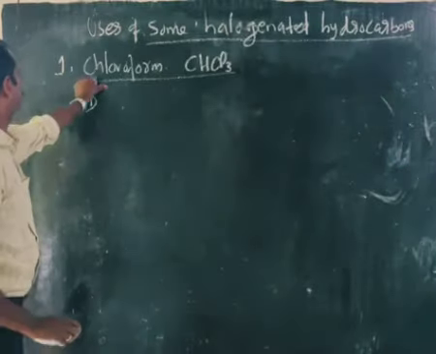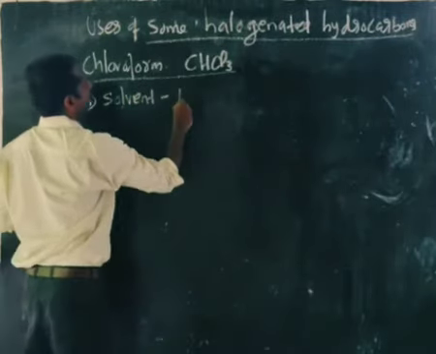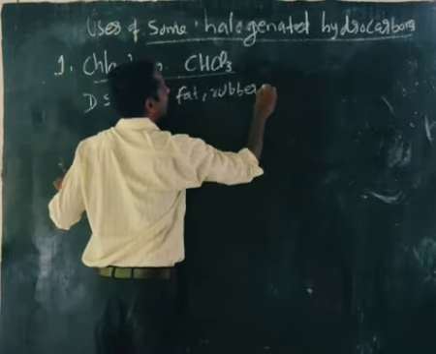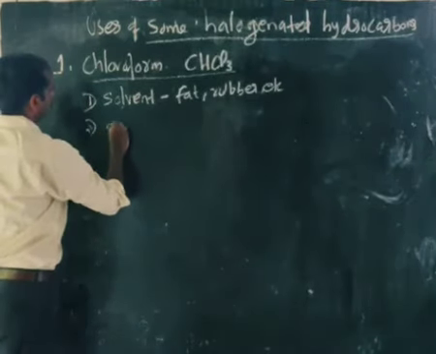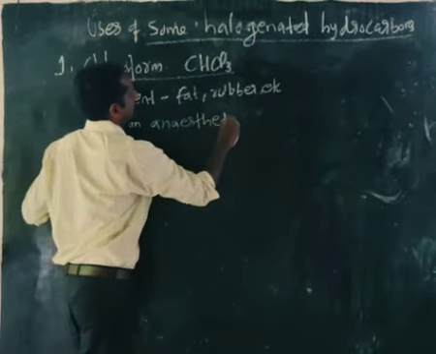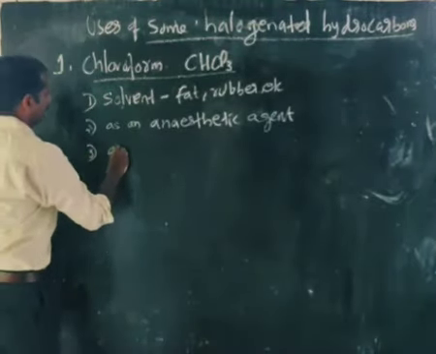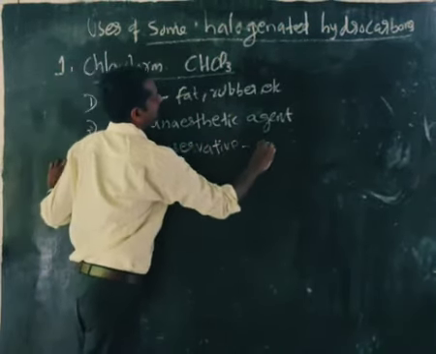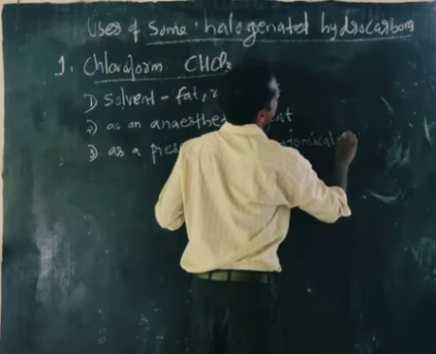First use, chloroform is used as a solvent for fat, rubber, etc. Second, as an anesthetic agent, and third, as a preservative for anatomical specimens.